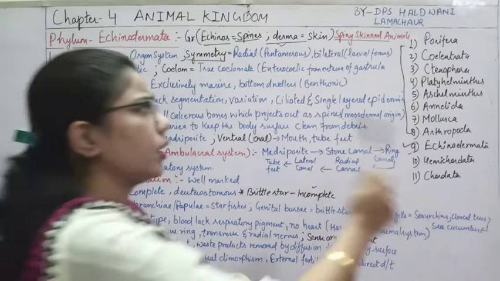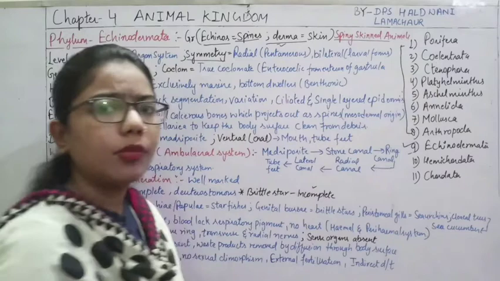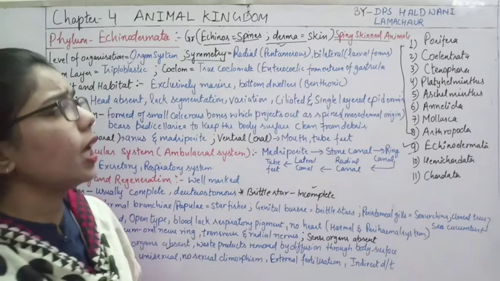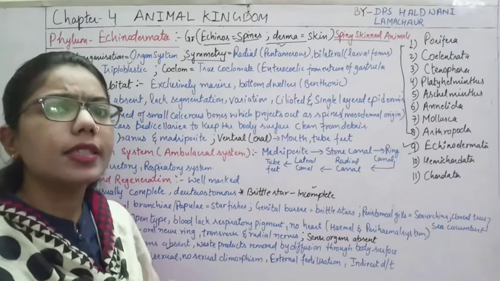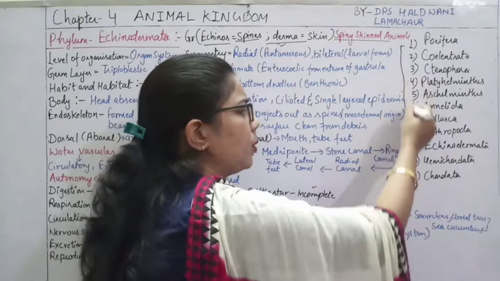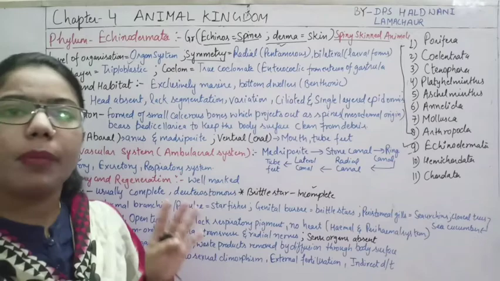Now about the symmetry, we are doing symmetry in all the phyla. If you start from Porifera, they were asymmetrical. Then Cnidaria and Ctenophora, what was the symmetry? It was radial symmetry, right? And from Platyhelminthes onwards, all of them have bilateral symmetry, up to the higher ones.